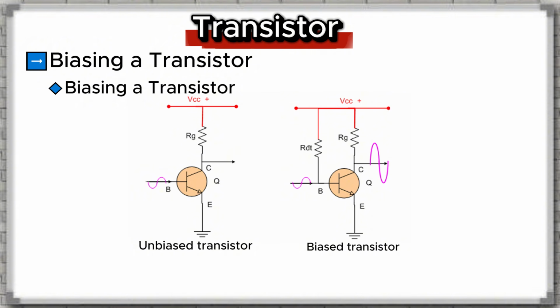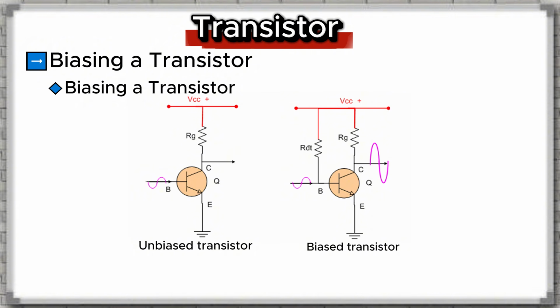This is because a PN junction needs about 0.6 volts before current can flow. As a result, there is no collector emitter current, ICE. The voltage drop across the load resistor, RC, is 0 volts, and the output voltage at the collector remains equal to VCC. Now let's look at the second circuit, where the transistor is biased with RB.